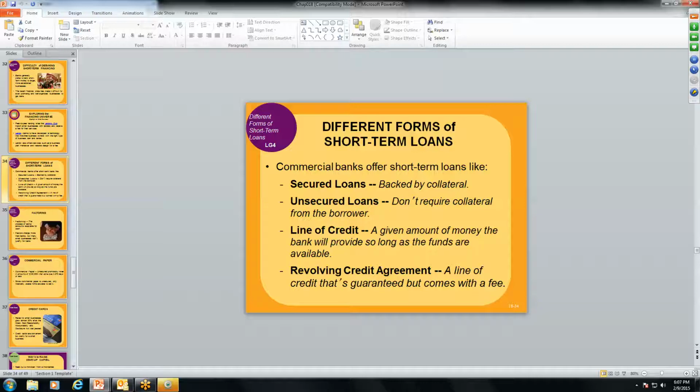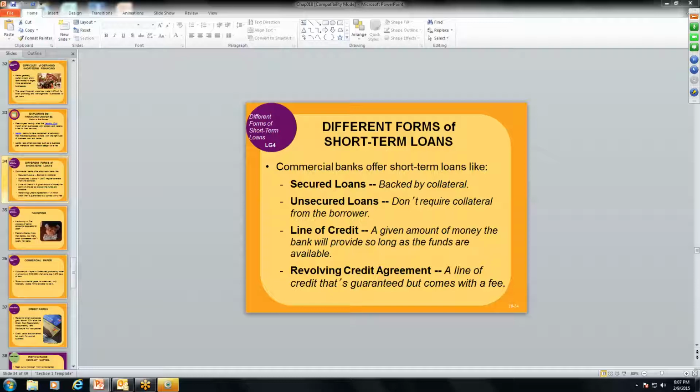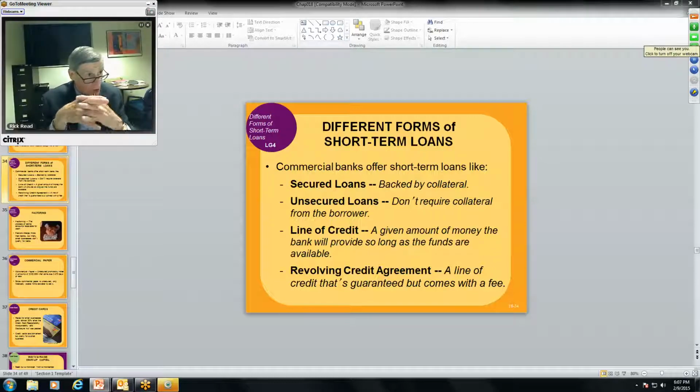Now, these are different types of short-term loans. A secured loan is backed by something. It talks here about collateral. Usually that collateral happens to be property. Could be your home, could be some land you own, could be something else. Unsecured, it's just on your name. There's no difference here. You just have to do that the way you're supposed to do it.